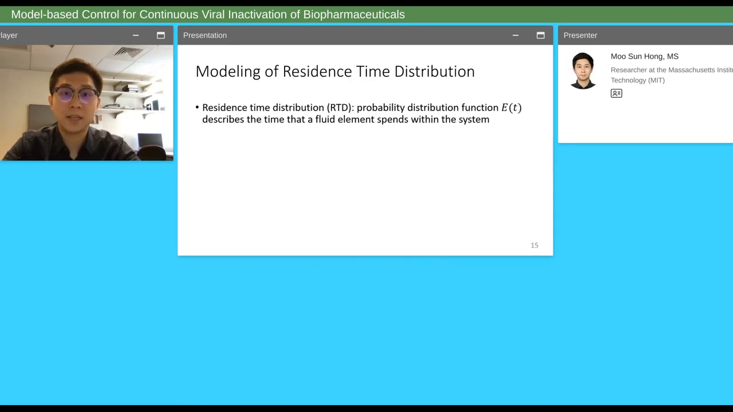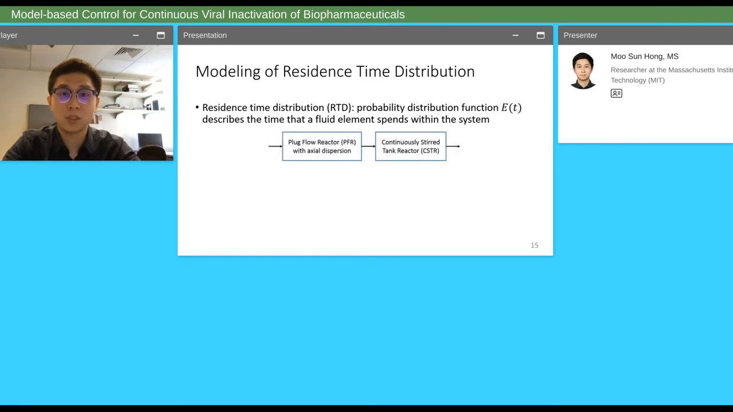Quantitative understanding of low pH hold is important to balance two competing effects of virus inactivation and degrading product quality. This comes in the form of residence time distribution, which describes the time that a fluid element spends within the system by a probability distribution function.